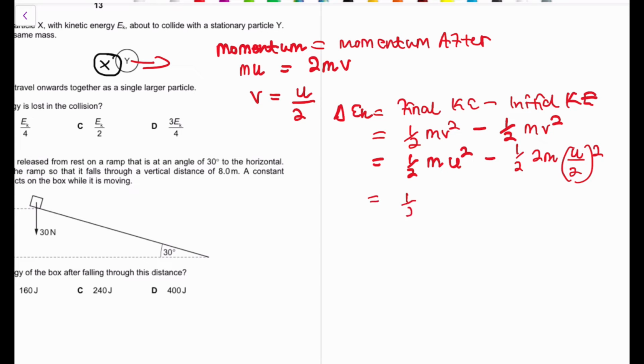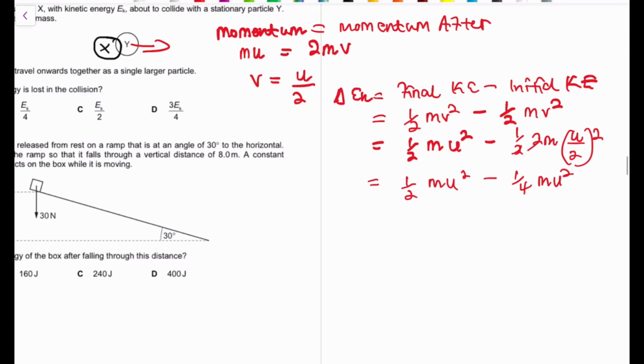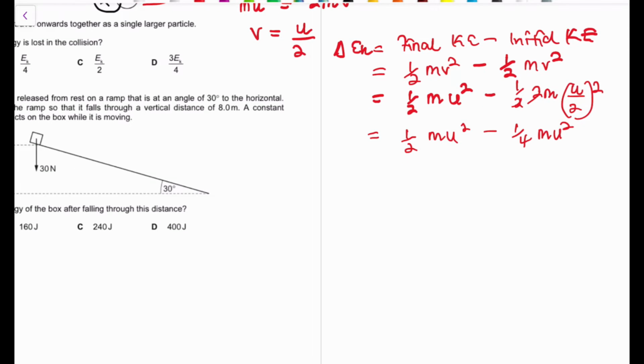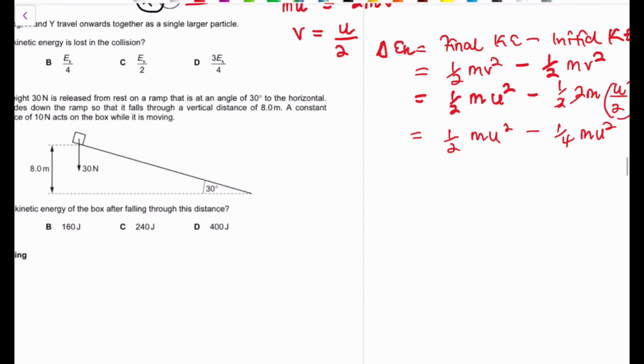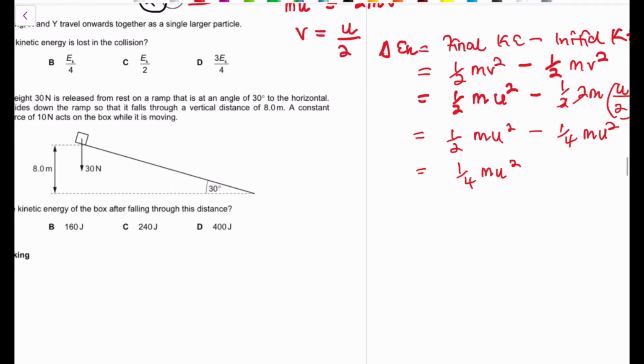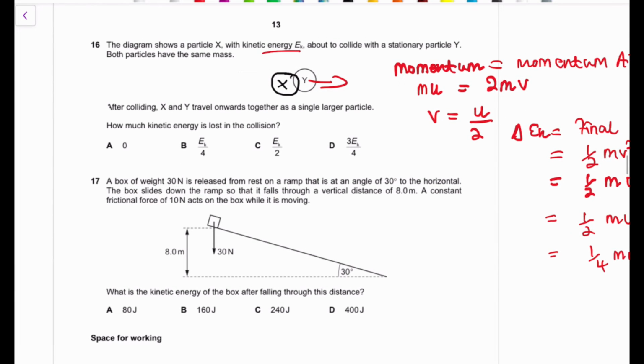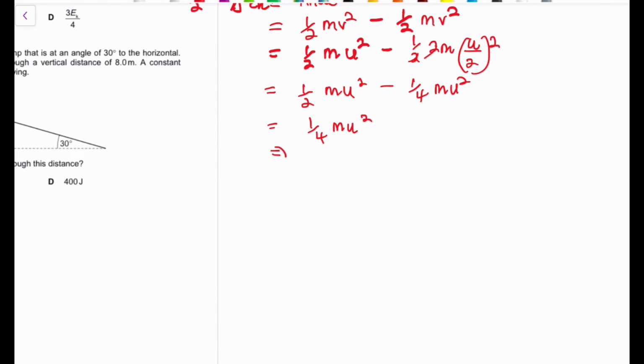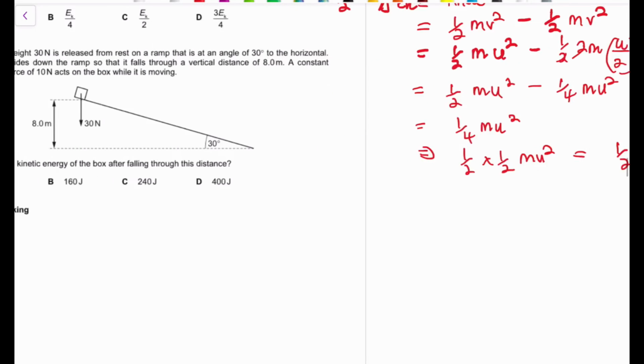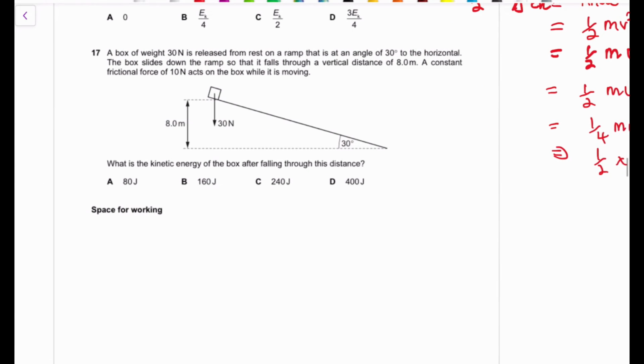So we're going to have 1/2 mu squared. In this case, it's going to be 1/4. The 2 and 2 cancel, so we're left with 1/4 mu squared. So 1/2 subtract 1/4, you're basically going to get 1/4 mu squared. But the initial kinetic energy is going to be Ek. We can split 1/4 into 1/2 times 1/2 mu squared. So basically, it's going to be 1/2 of Ek, or in simpler terms, Ek divided by 2. And the answer is going to be C.